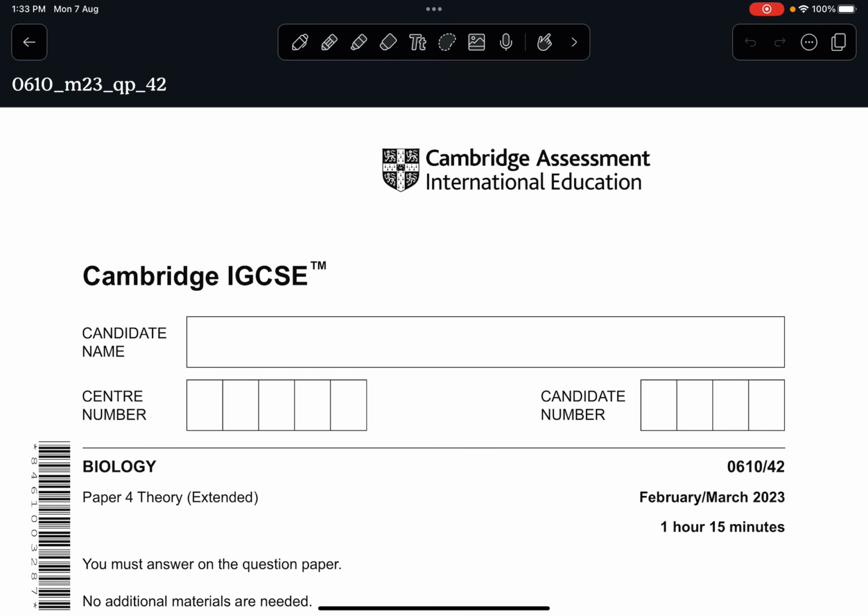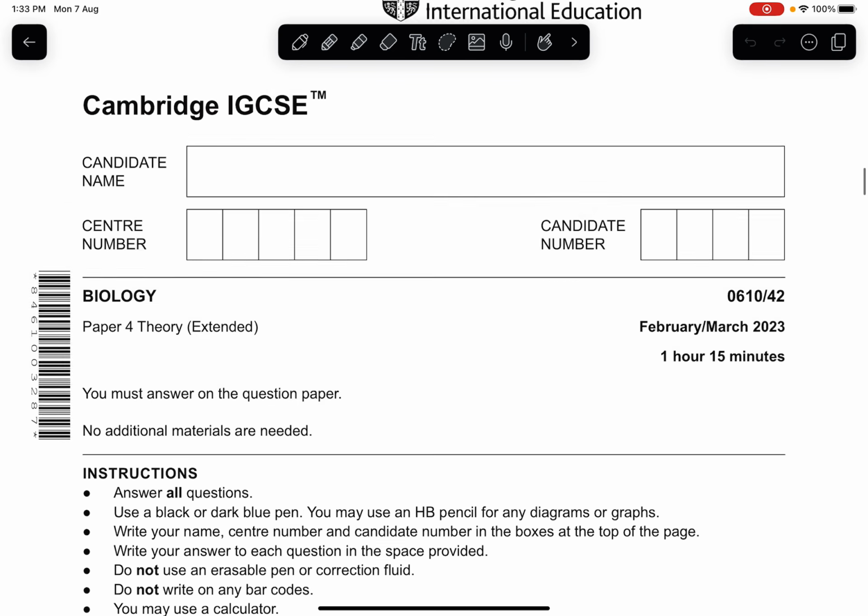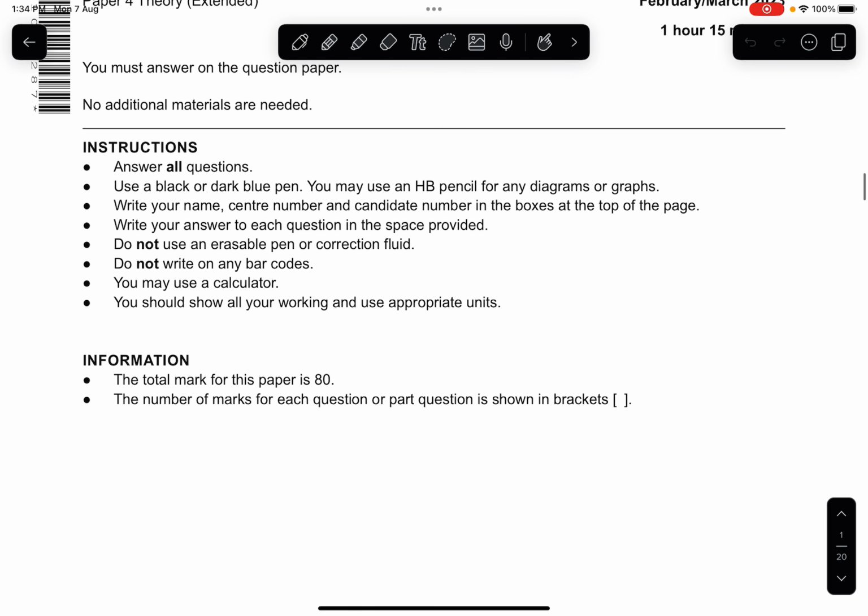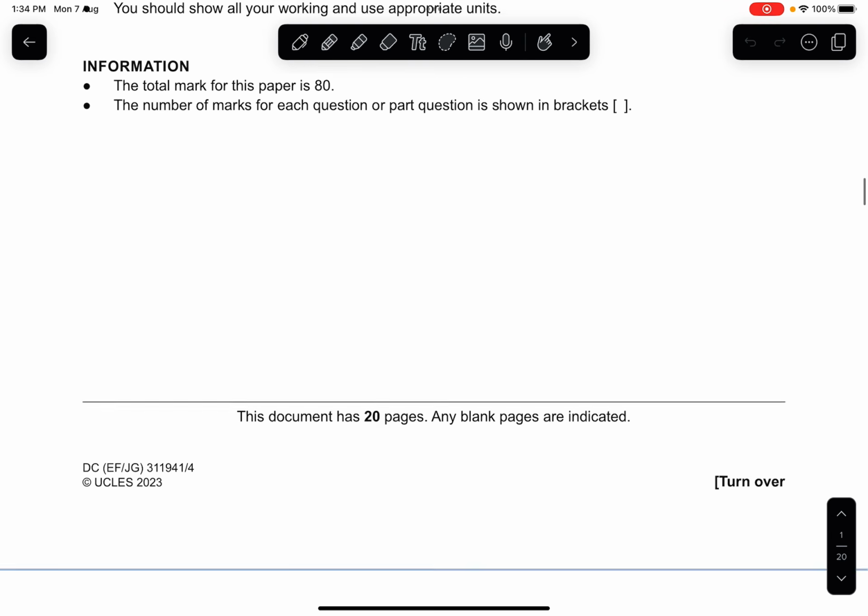So today we are going to do the Paper 4 Theory Extended, February-March 2023, the 0610/42 paper. This will be the first Paper 4 I've ever done. So let's walk through all of the questions in this paper. This is 80 marks.